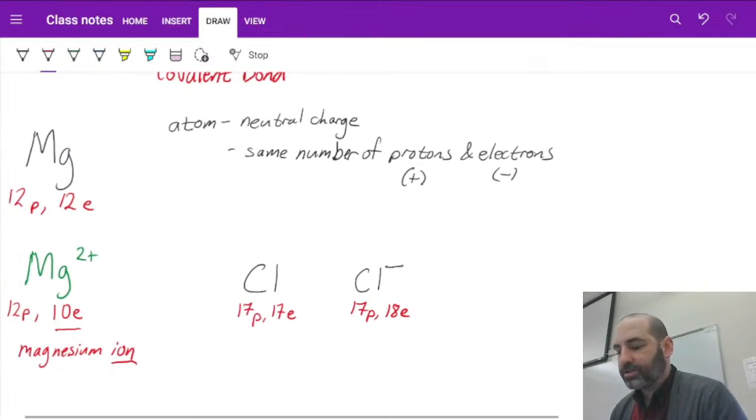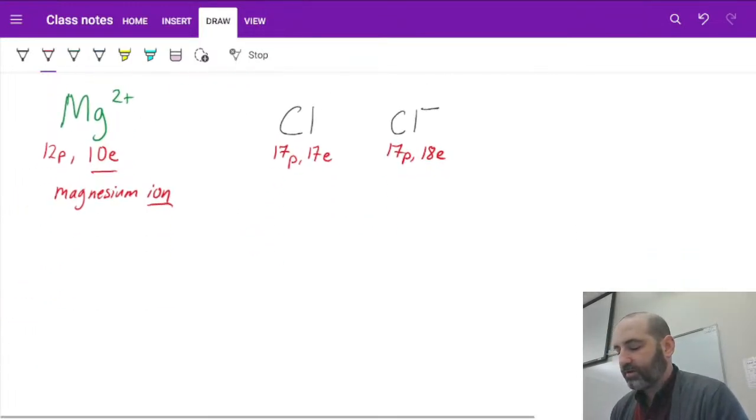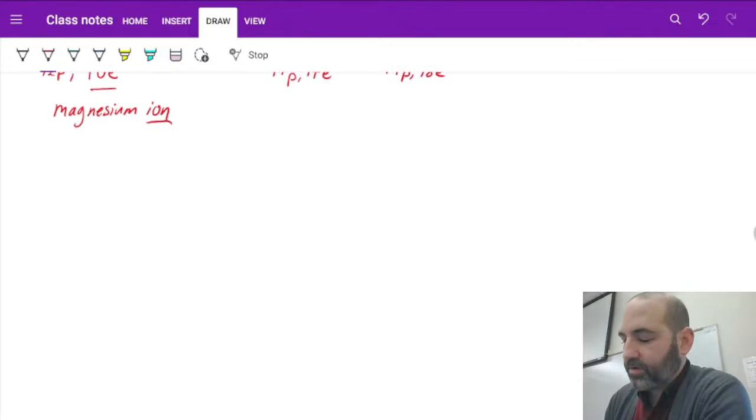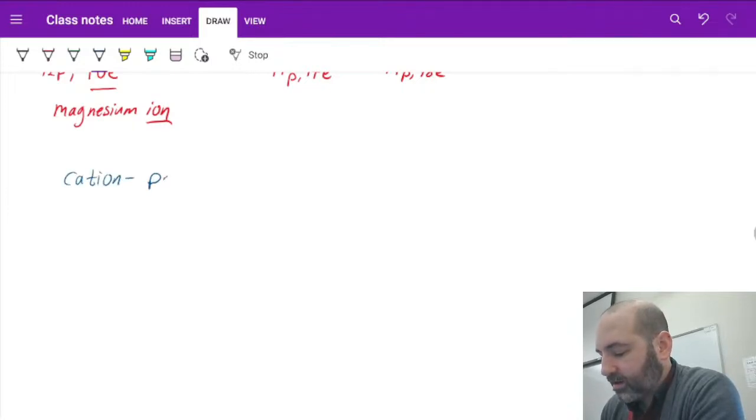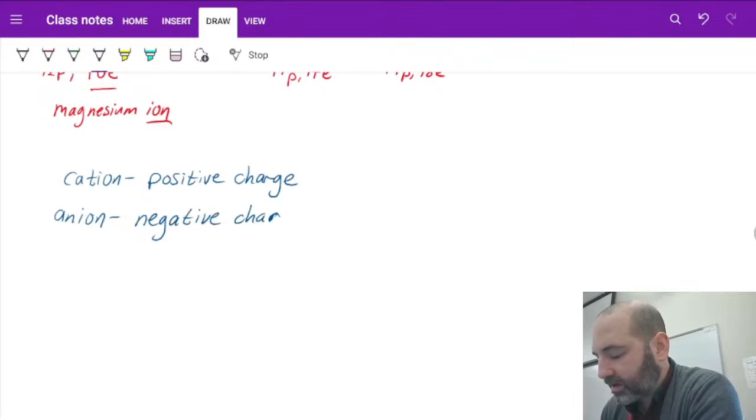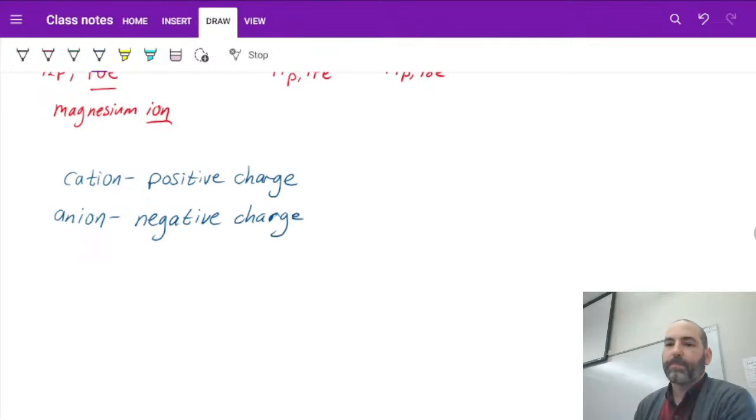There was some terminology from that also on that atoms activity, so all of this should pretty much be reviewed at this point from that worksheet. But just to remind ourselves, a cation is an ion with a positive charge, and an anion is an ion with a negative charge.